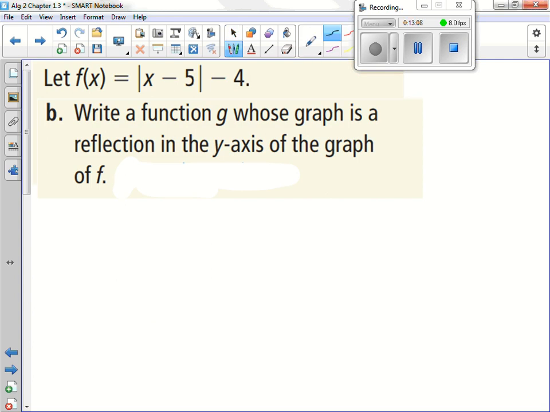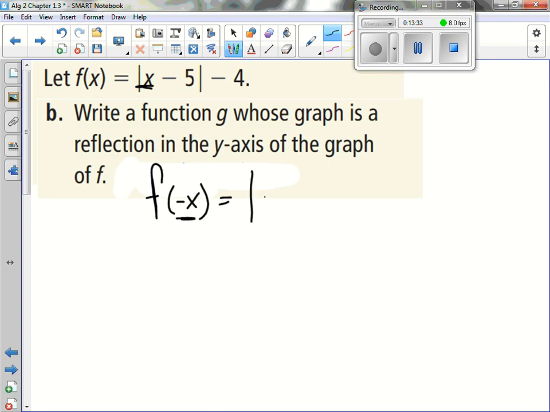Now let's look at this next one. We want to write a function g whose graph is a reflection in the y-axis of the graph f. Again, when we do a reflection in the y-axis, we're inside the parentheses. We're changing all the values of x with negative x. So in our function, this x we're going to replace with negative x. When we do that, we'll have the absolute value of negative x minus 5 minus 4, and that's it.